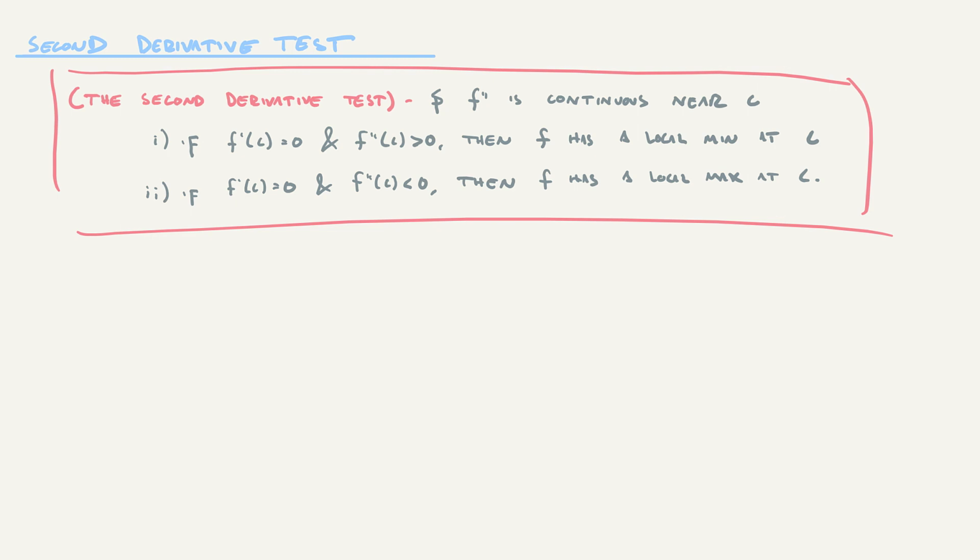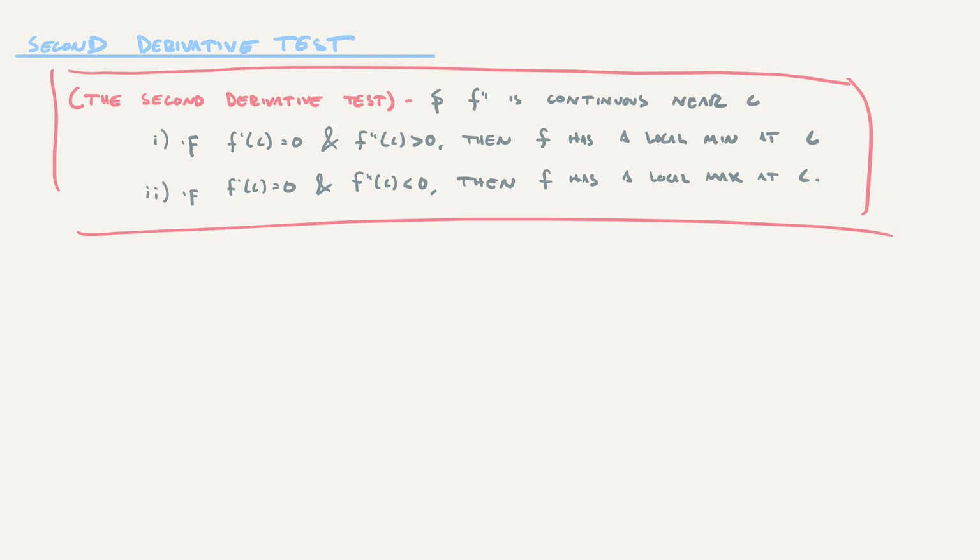It says, suppose f double prime is continuous near c. If f prime of c is equal to 0 and f double prime is greater than 0, meaning that its concavity is upwards, then f has a local minimum at c. In the other direction, again, if f prime of c is equal to 0, so the slope is 0, it's a critical number, basically is what that means, and f double prime of c is less than 0, meaning its concavity is downwards, then f has a local maximum.